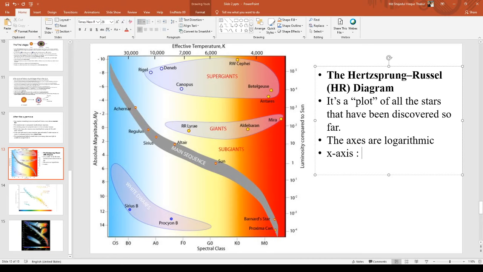So y-axis, x-axis are usually in a graph, but here something is odd. A lot of things are odd here. We're not calling it a graph because its axes are weird. That is why we are not calling it a graph. We are calling it a diagram. The axes are logarithmic. What do I mean by logarithmic? What do I mean by the word logarithmic here?